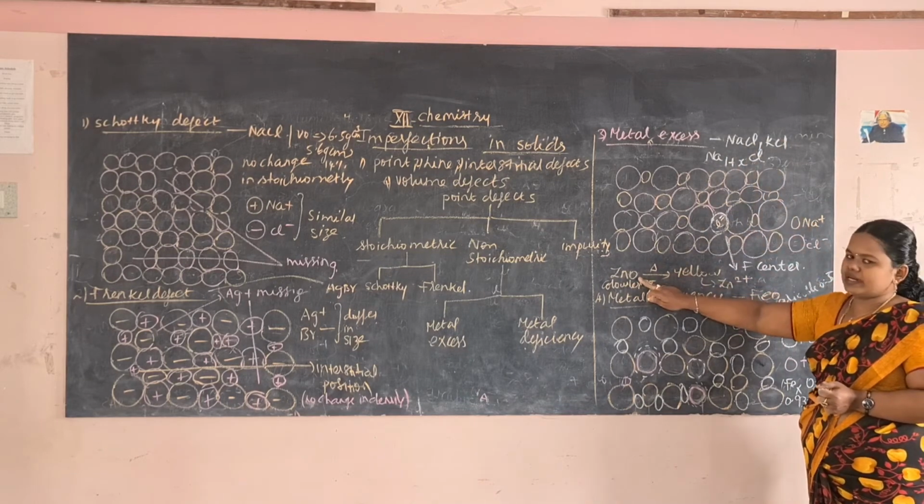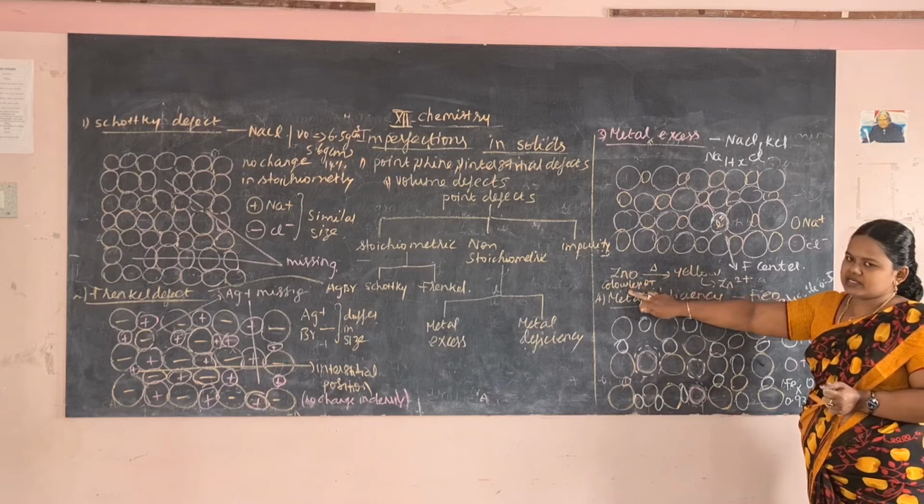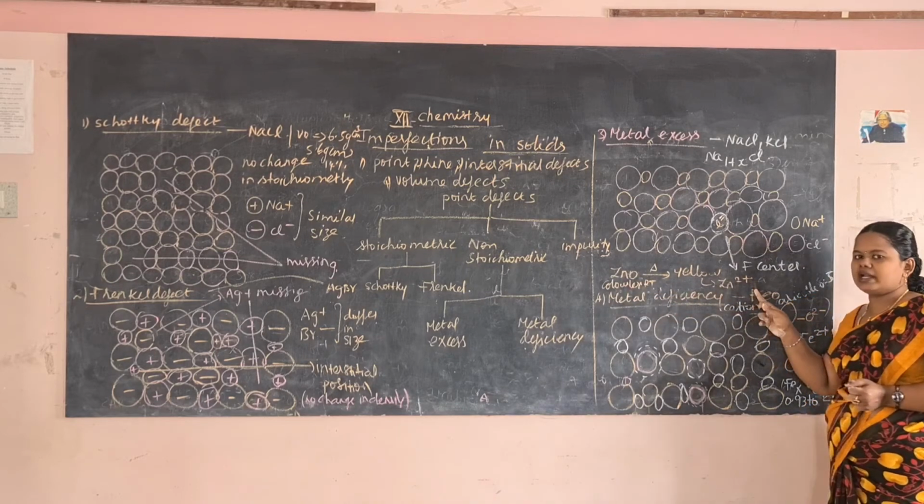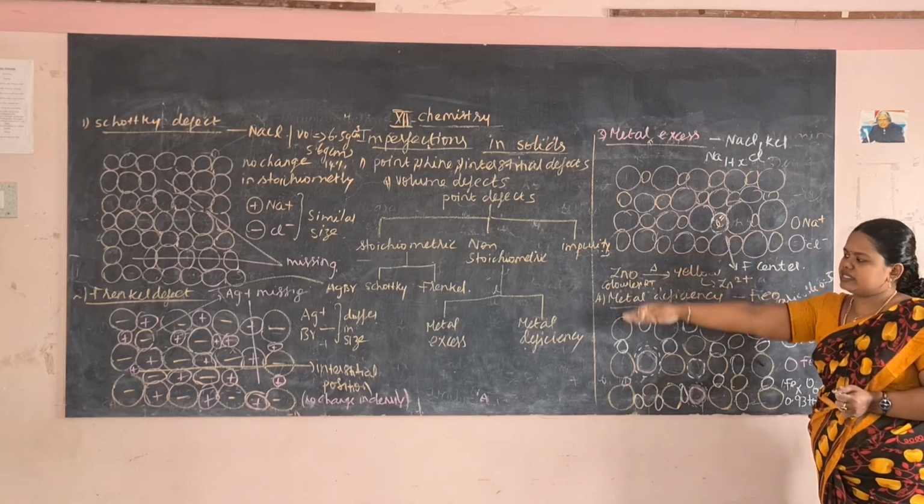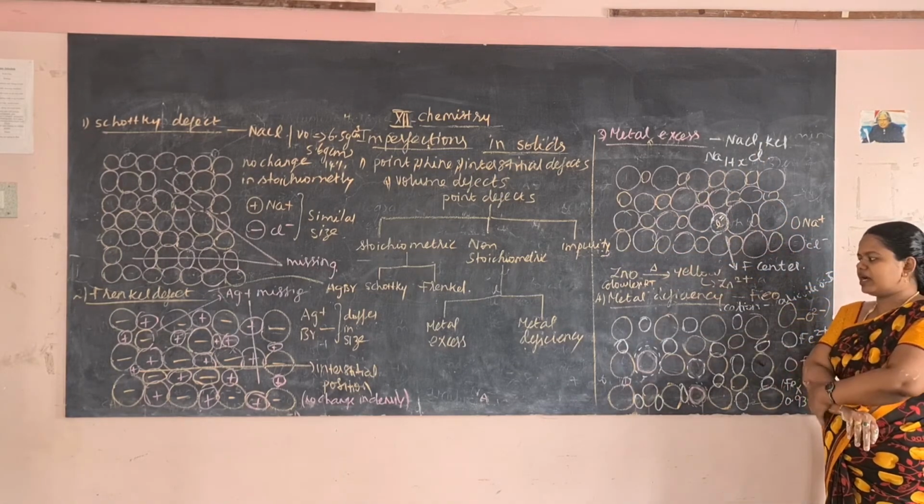Another example you can write is zinc oxide. It is colorless at room temperature and yellow in color when it is heated. So this can be asked in one word. So these are the examples for all the defects. It can be asked in one word.